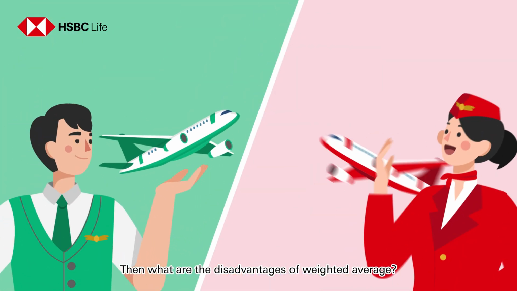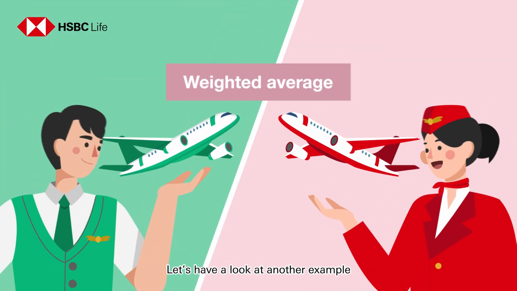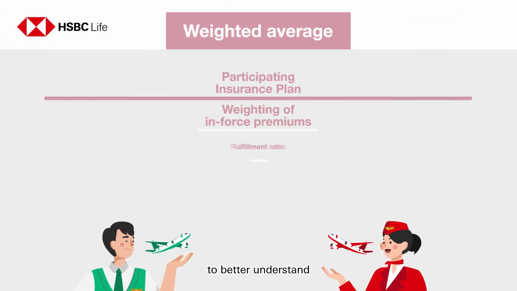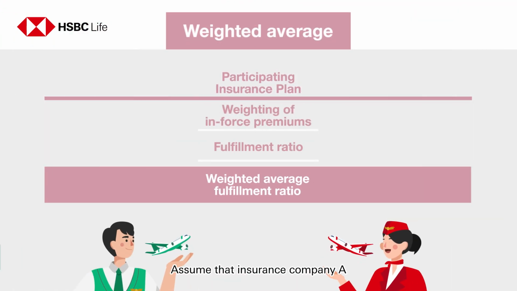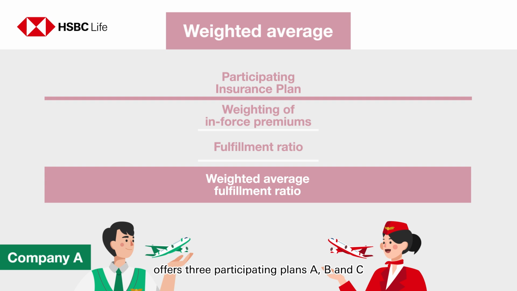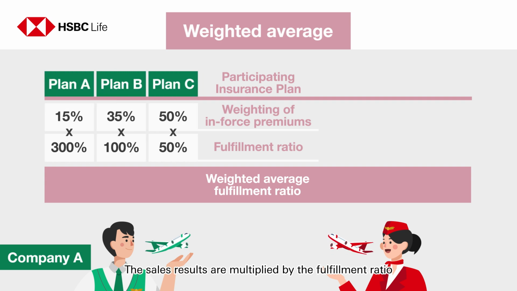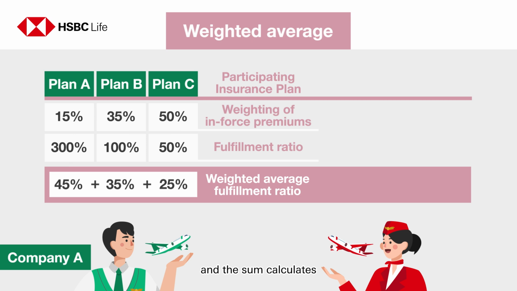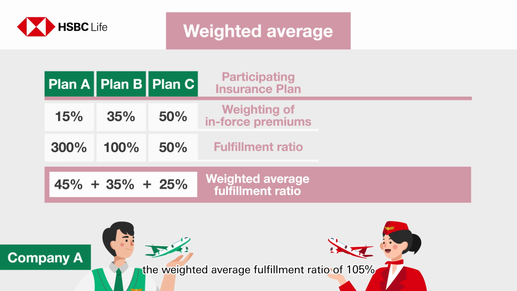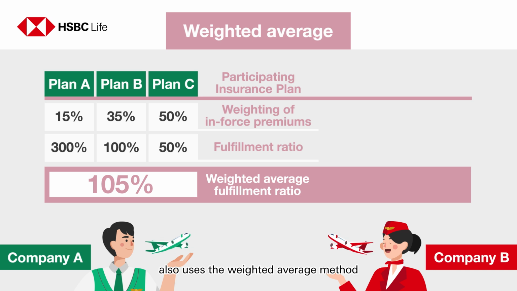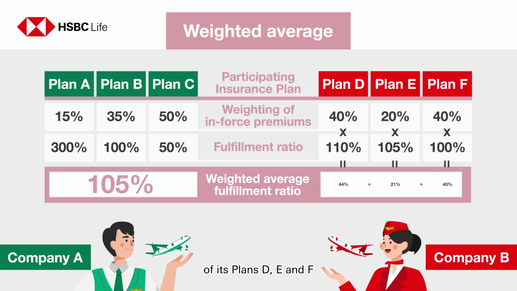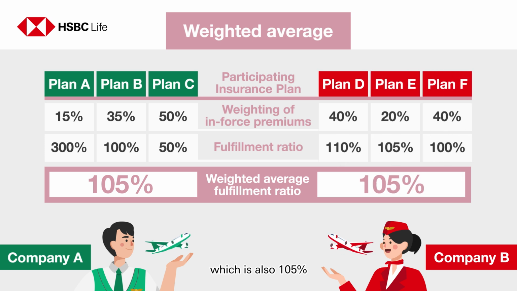Then what are the disadvantages of weighted average? Let's have a look at another example to better understand. Assume that insurance company A offers three participating plans, A, B, and C. The sales results are multiplied by the fulfillment ratio, and the sum calculates the weighted average fulfillment ratio of 105%, whereas insurance company B also uses the weighted average method to calculate the average fulfillment ratio of its plans D, E, and F, which is also 105%.